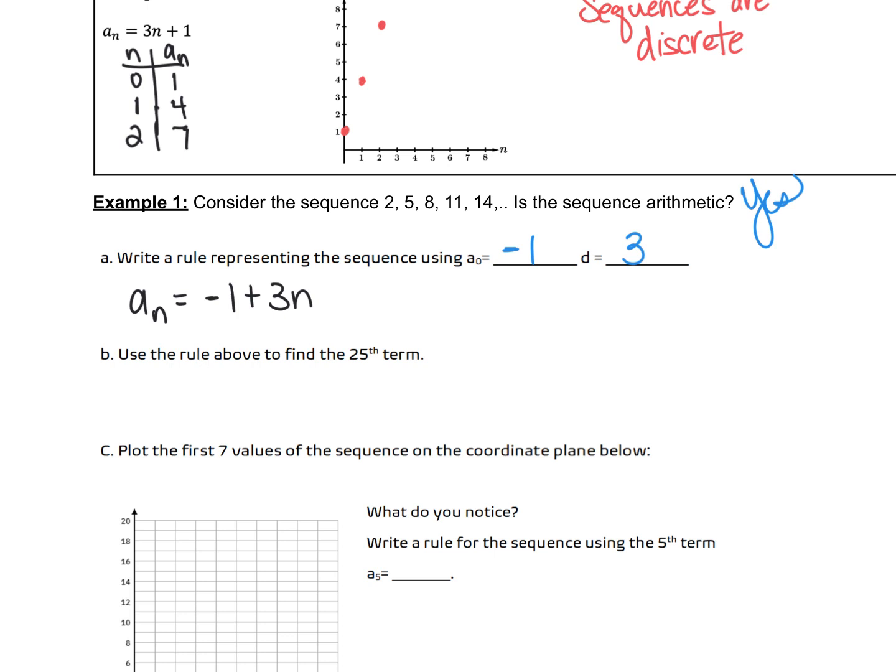So if we have a rule, can we find the 25th term? Sure. A sub 25 will be -1 plus 3 times 25. And what would that yield? 74. Why is it 3 times? Because we're adding 3 each time.